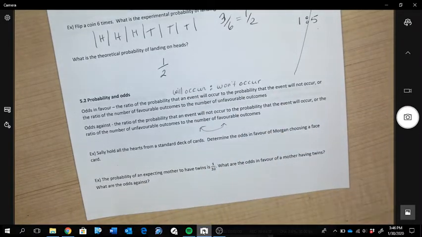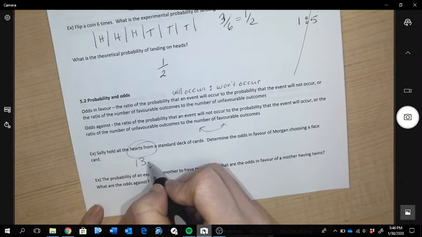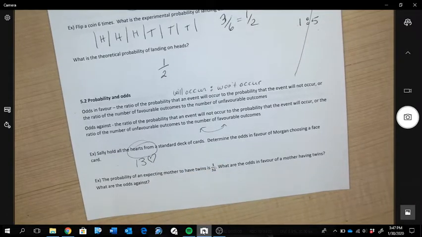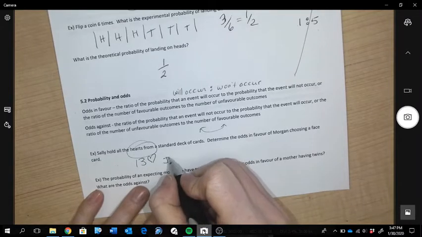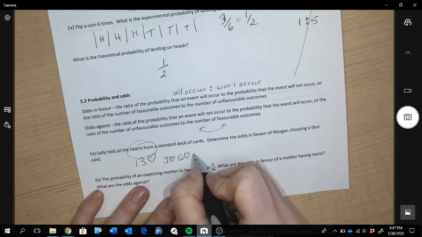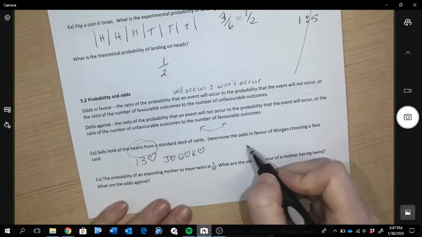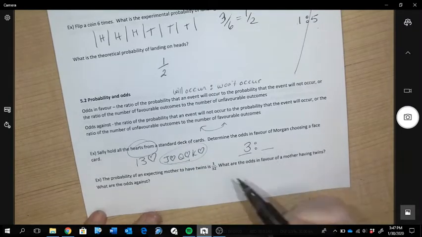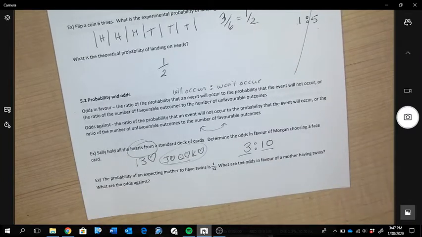Okay, Sally holds all the cards from a standard deck. Determine the odds in favor of Morgan choosing a face card. So there's going to be 13 hearts. So determine getting the face card. So you're going to have the Jack of Hearts, the Queen of Hearts, and the King of Hearts. So the odds in favor, she would have 3 opportunities to get what she wants. And how many would not be that? It would be a 10.